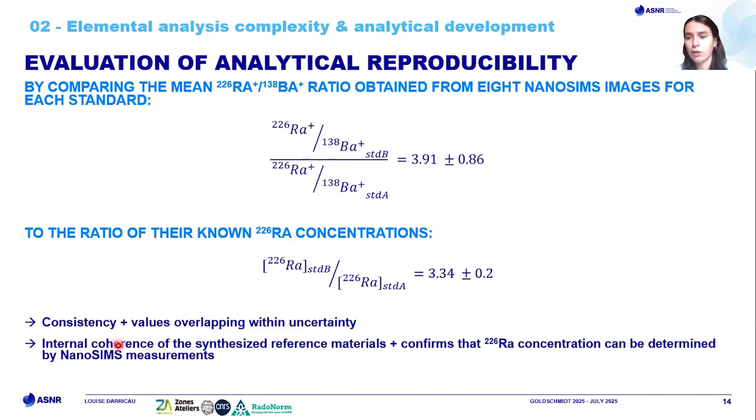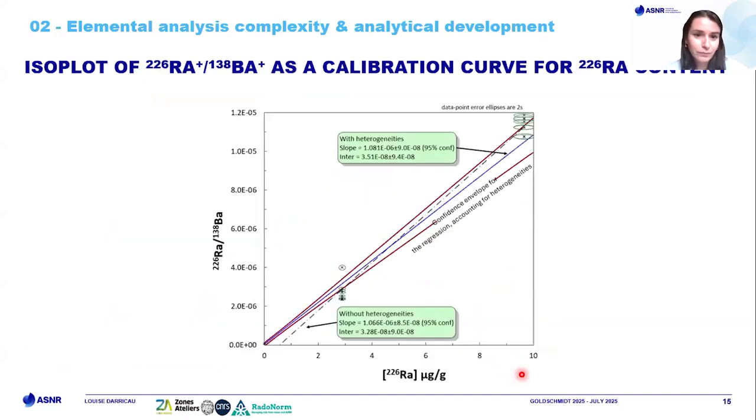So it shows that we have consistency and coherence with the concentrations that we know we have in our sample, in our standard. So this confirms that we can use this standard for radium concentrations by NanoSIMS measurement of barium. We also were able to obtain a calibration curve. So we looked at the ratio of radium and barium compared to the concentrations of radium in the standard.